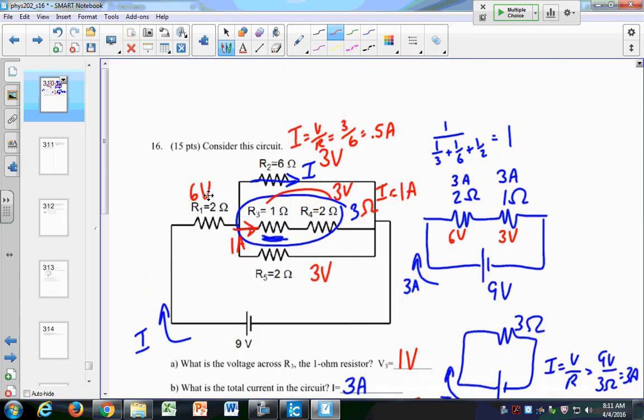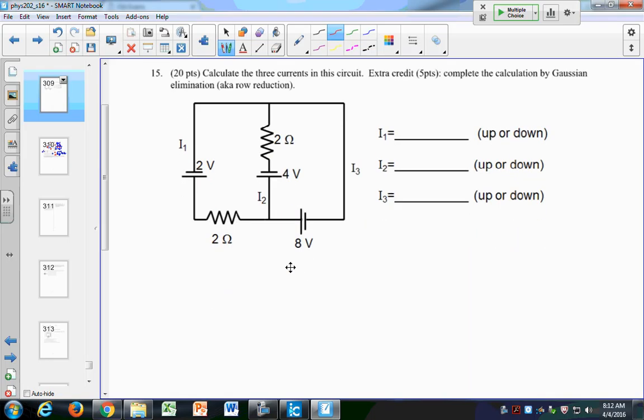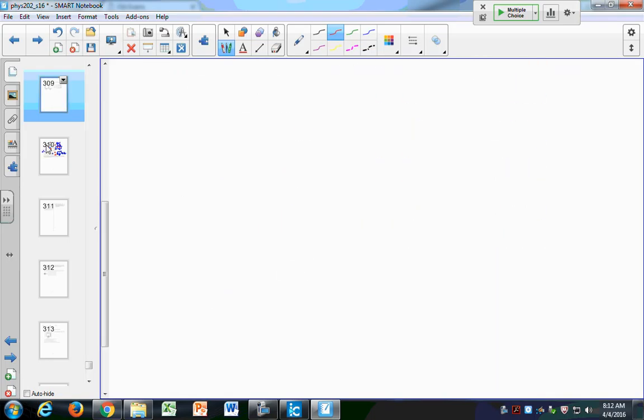15? We don't have any combination circuits? No, that was a combination circuit. Yeah. This one right here is a combination circuit.